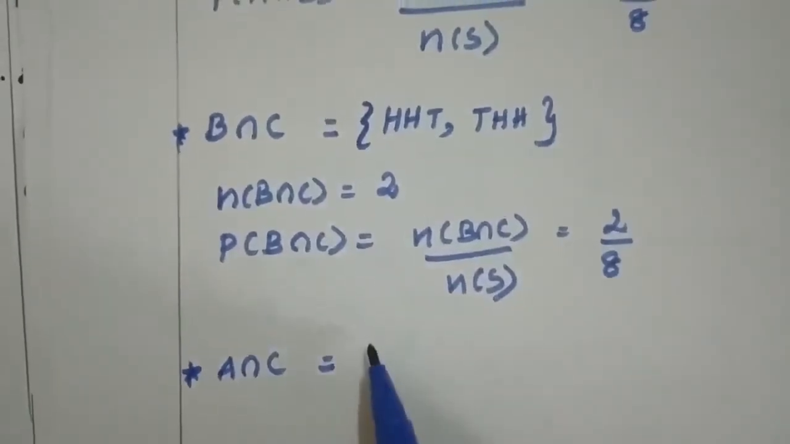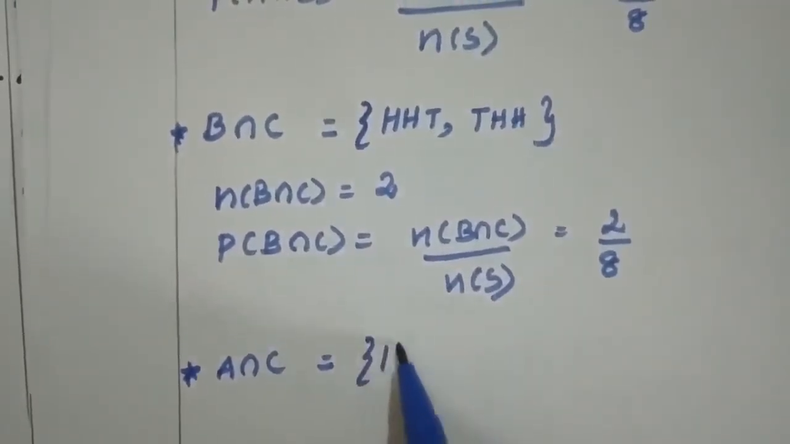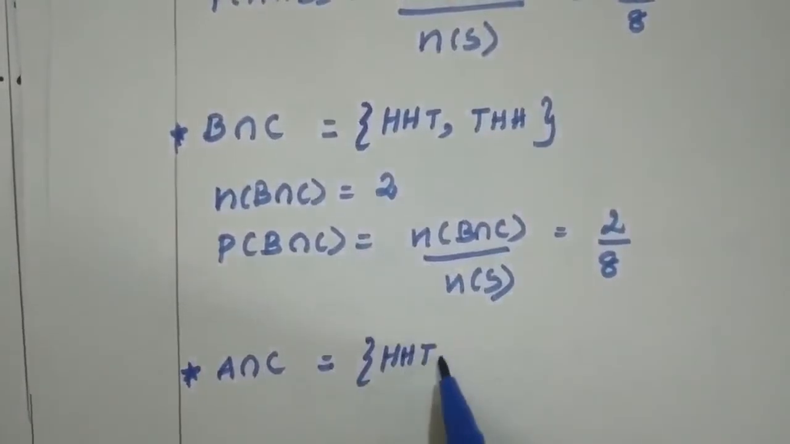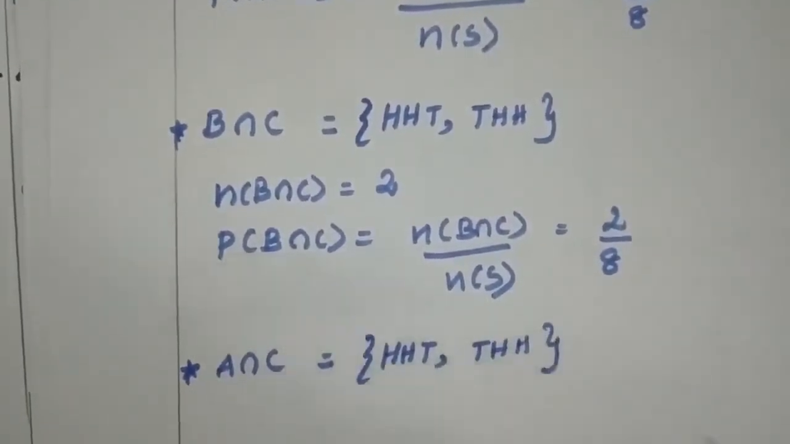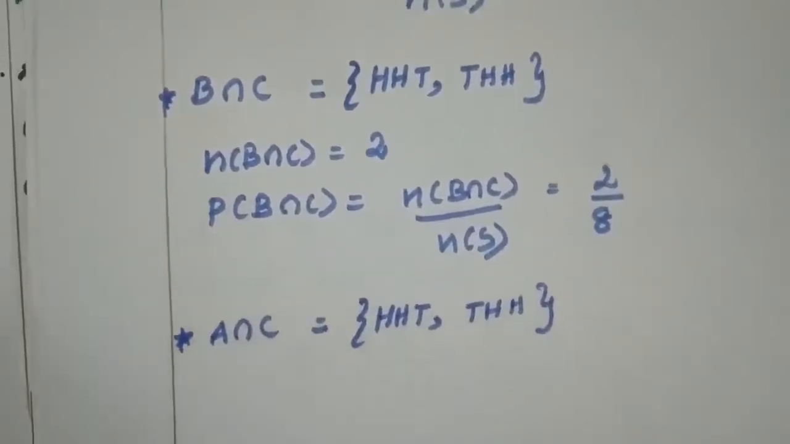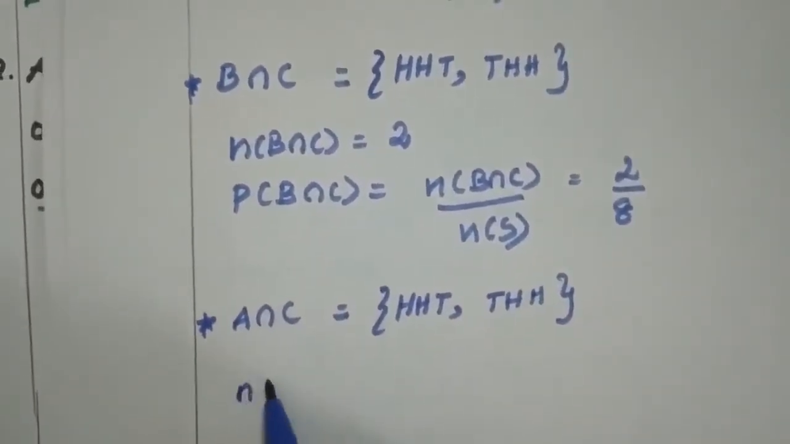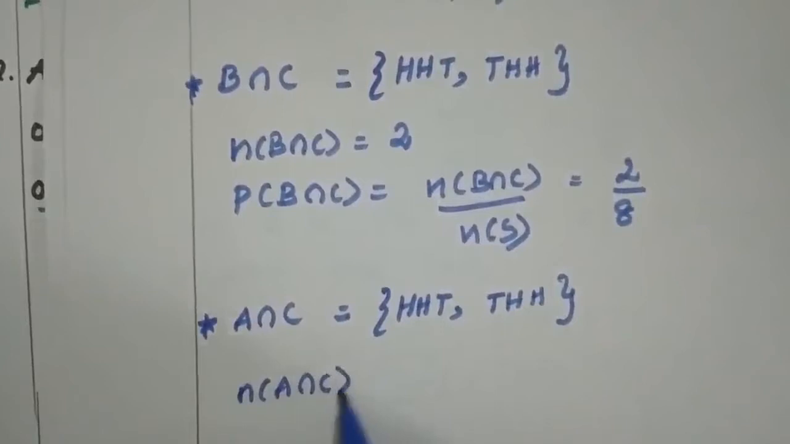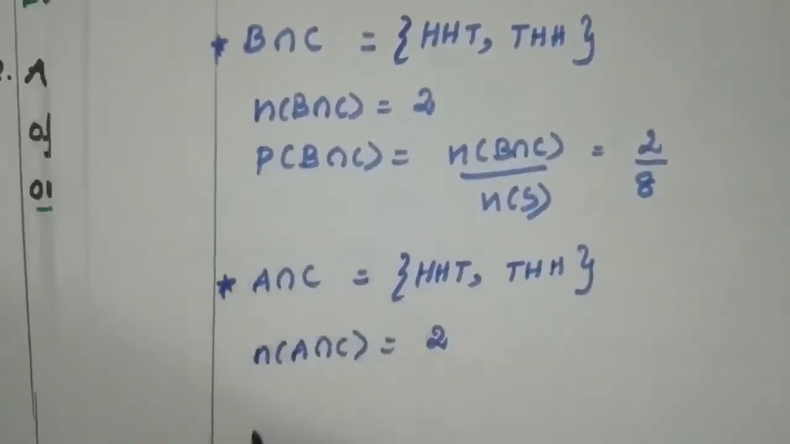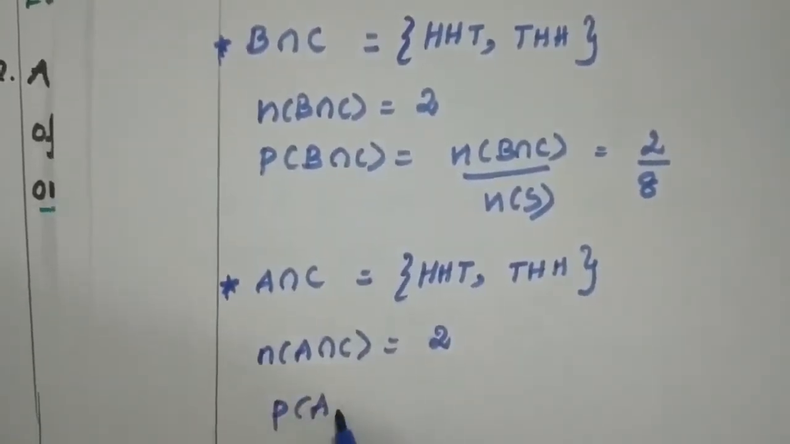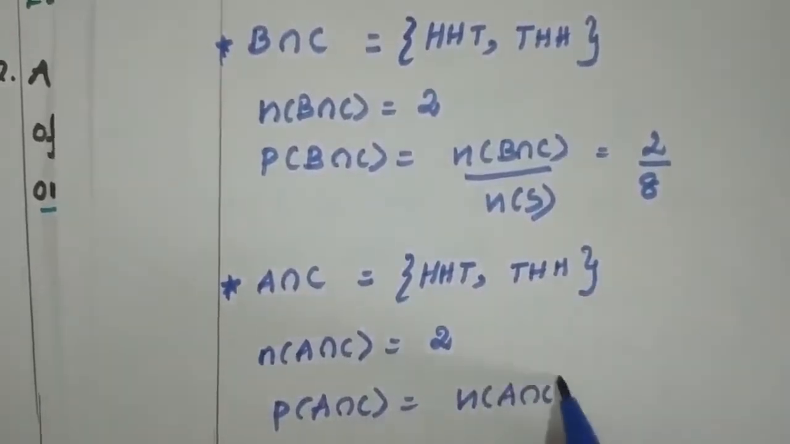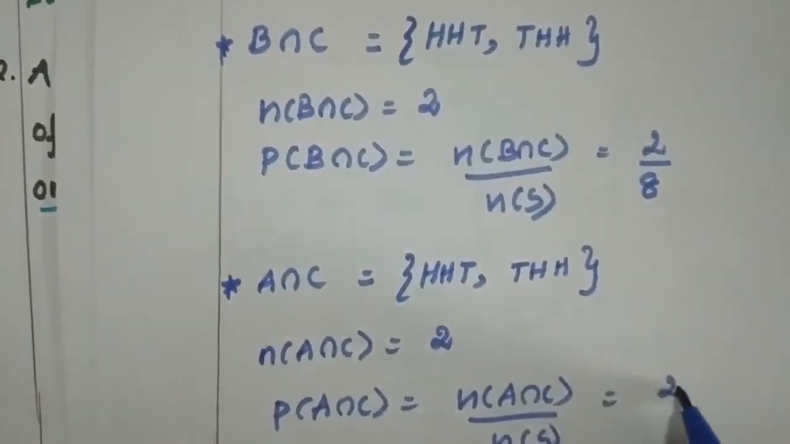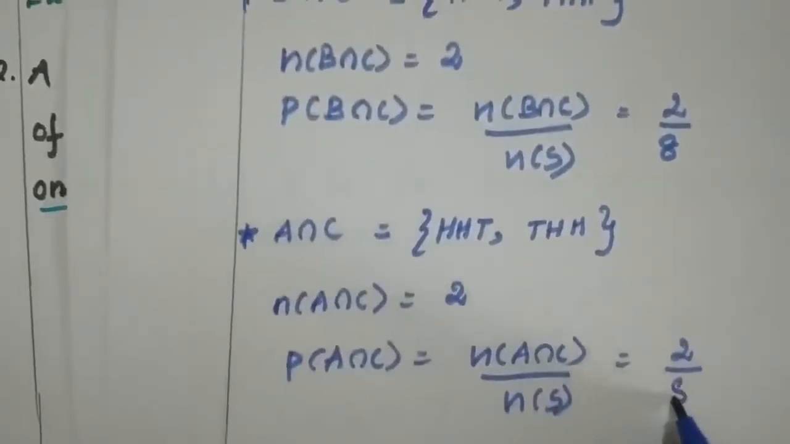A intersection C is HHT, then THH. So these are the 2 sample points that are common between A and C. Now let us write N of A intersection C is equal to 2 sample points. Then its probability value is equal to N of A intersection C divided by N of S. Substitute the values, we will get 2 by 8.